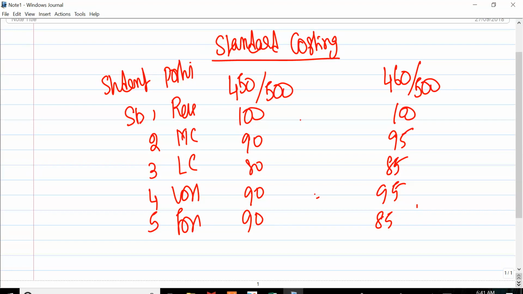So the objective of standard costing is to find out what is the reason for variation in profit. Now I will find out what is the reason for variation of 10 marks. The reason for variation of 10 marks is in subject 1, 0 mark variation. Here there's a 5 mark variation, there's a 5 mark variation, there's a 5 mark variation, there's a negative 5 mark variation. So the variation could be there at multiple places.